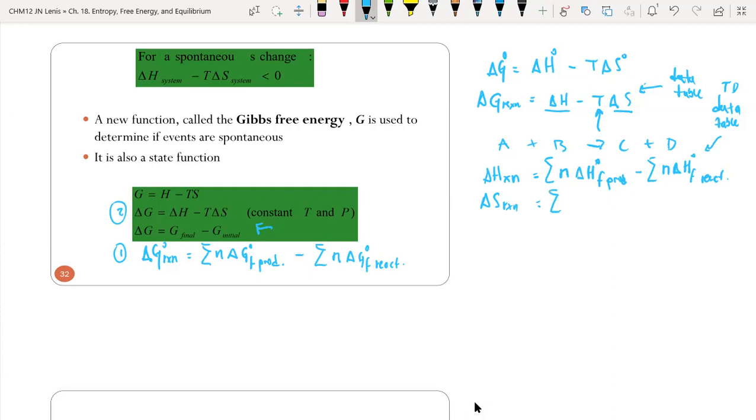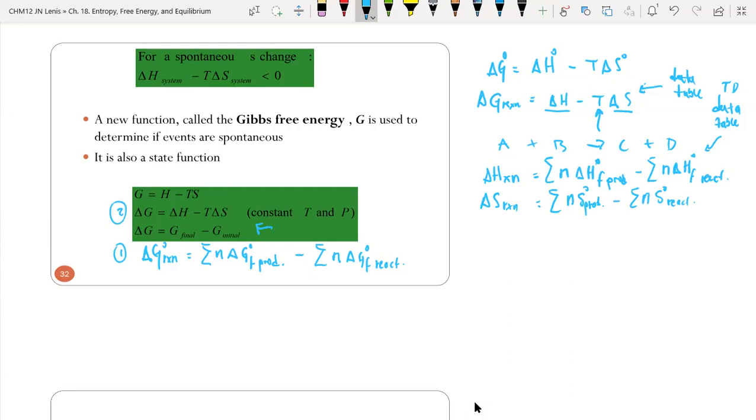The sum of n standard entropies of the products minus the sum of n standard entropies of reactants.